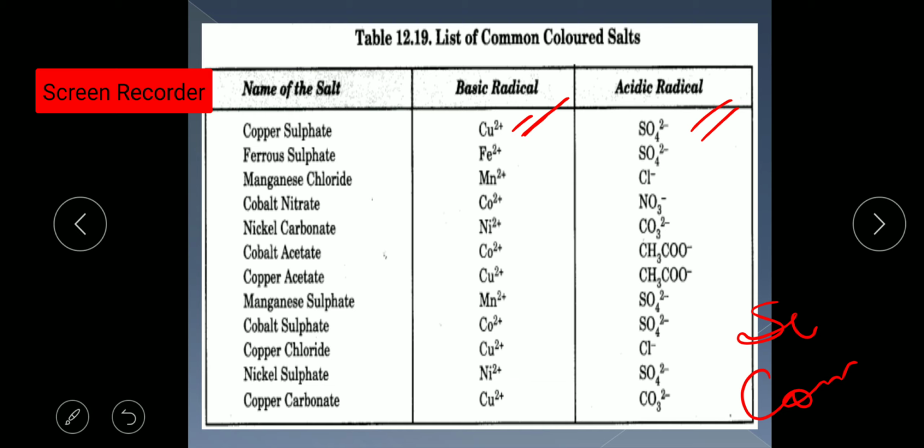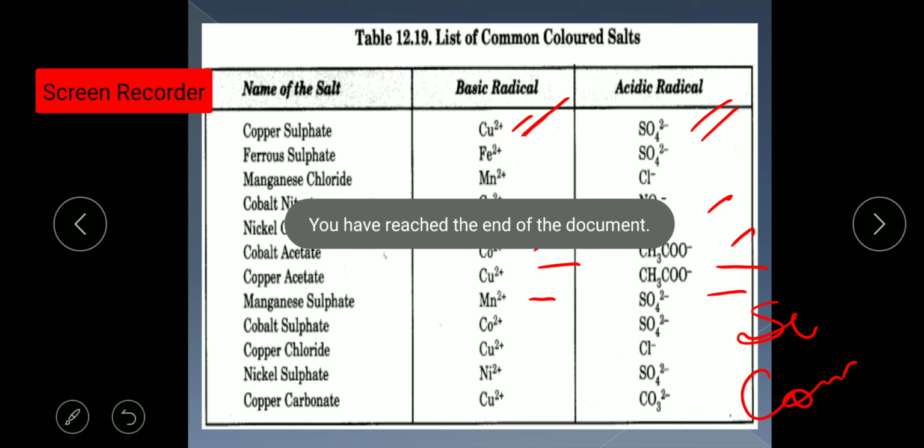Iron containing the positive charge is the basic radical, sulfate containing the negative charge is the acidic radical. In manganese chloride, manganese containing the positive charge is the basic radical, and chlorine containing the negative charge is the acidic radical. In the same manner, cobalt nitrate, cobalt is basic radical, nitrate is acidic radical. Nickel carbonate, nickel is basic radical, carbonate is acidic radical. Cobalt acetate, cobalt is basic radical, acetate is the acidic radical. Copper is basic radical, acetate is the acidic radical, and so on. So this is just an example.